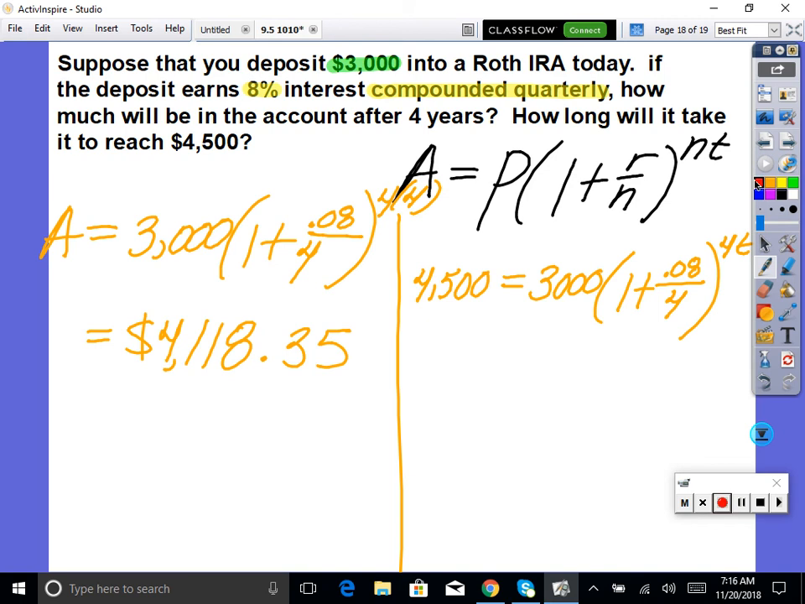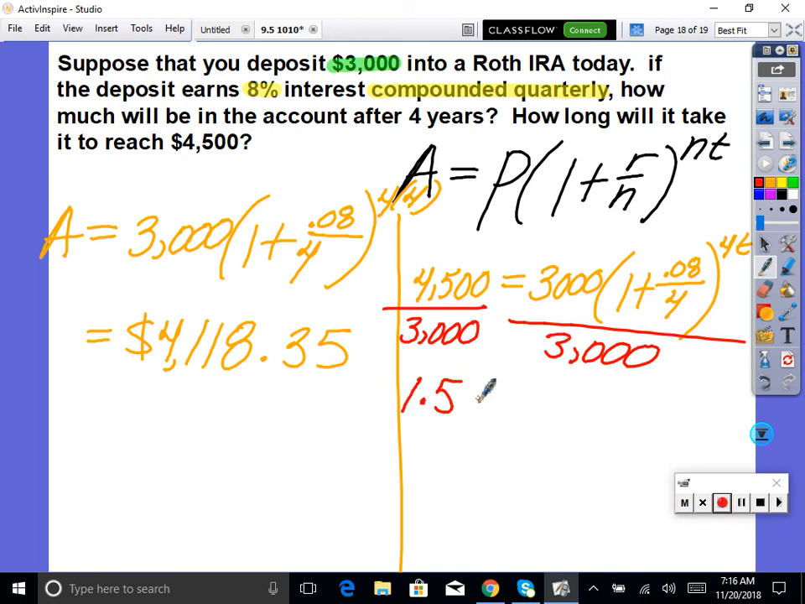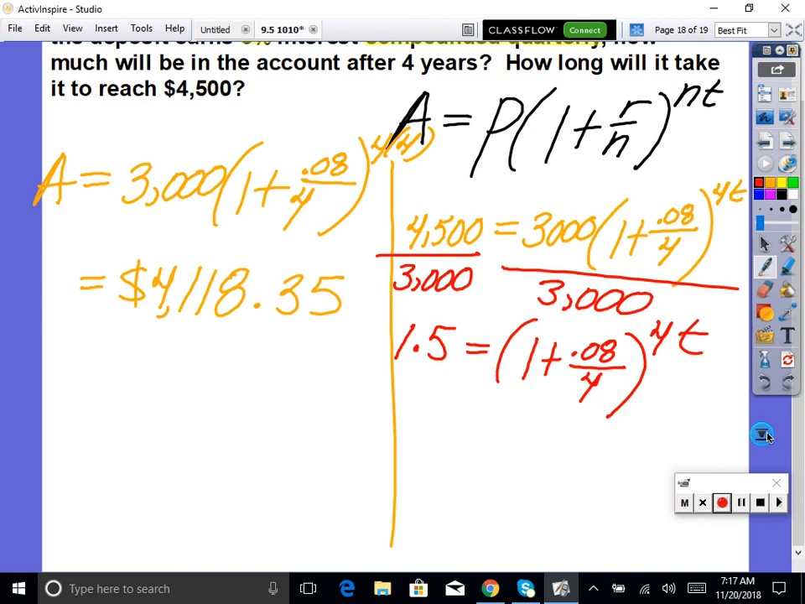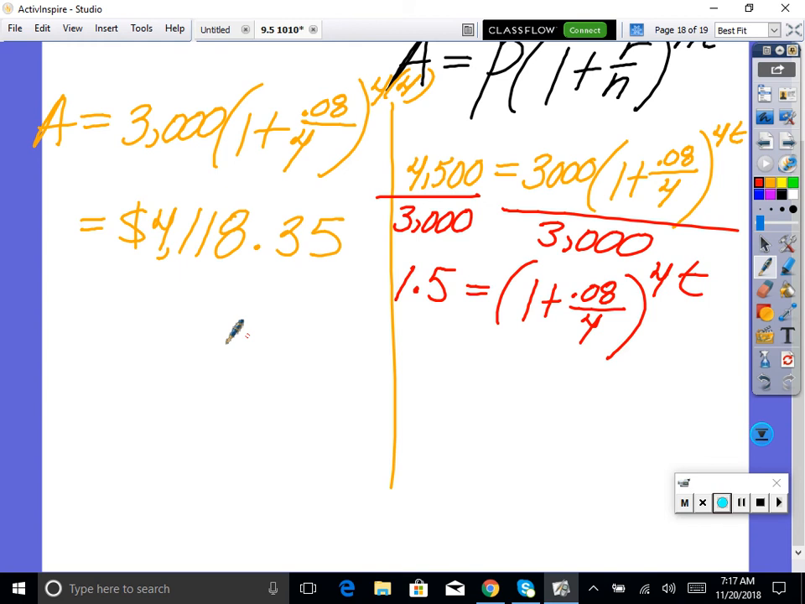Okay, it says how long will it take for it to get here? How do we solve for t? Good, divide by 3,000. So now do that. Let's just write down 1.5. So 1.5 is equal to 1 plus 0.08 divided by 4 raised to the 4t. It's going to be prettier if we actually write down what that is inside. So do 0.08 divided by 4 plus 1. So we have 1.5 is equal to 1.02 raised to the 4t.